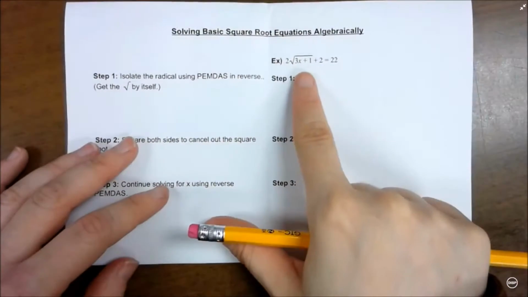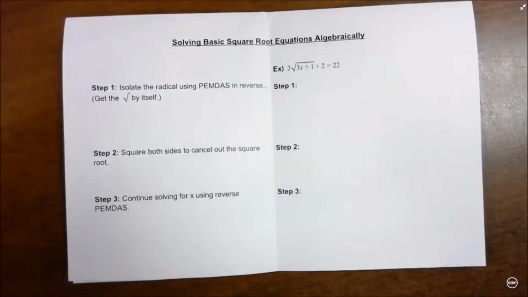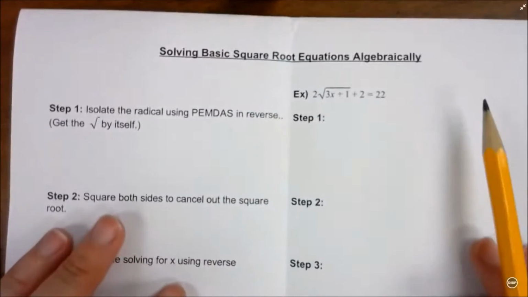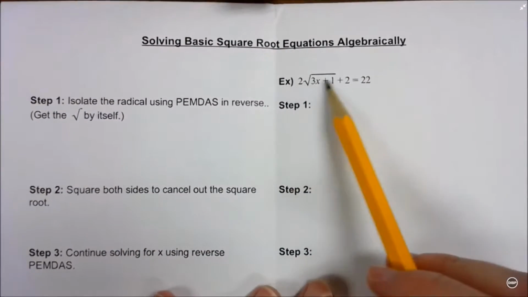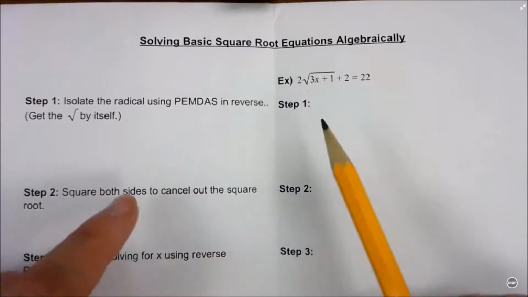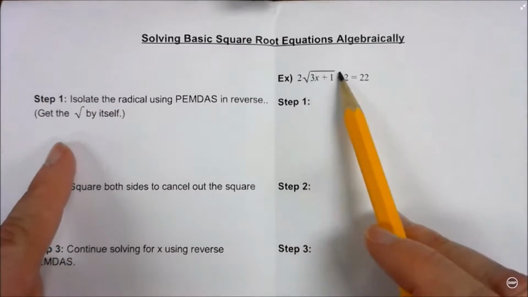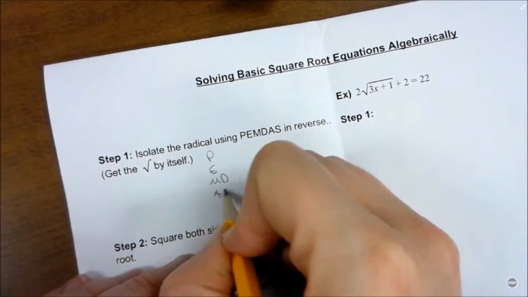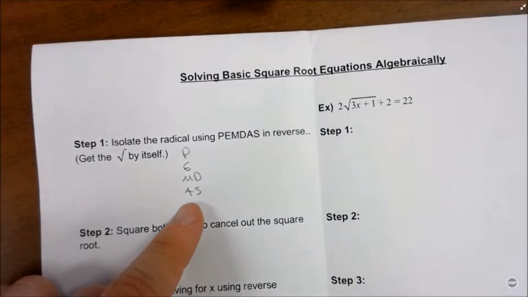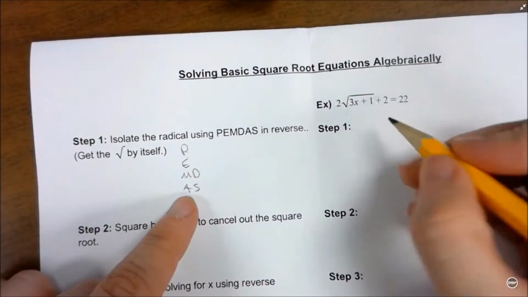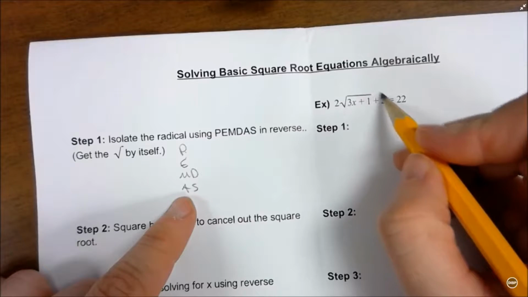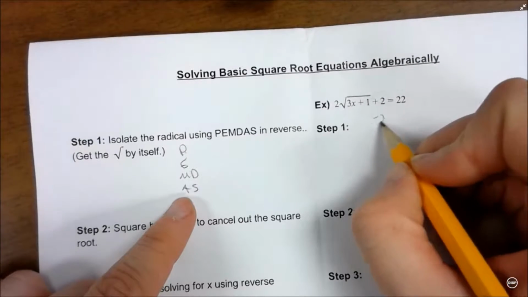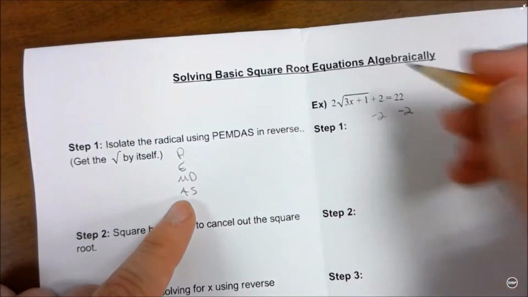So this is basically a reverse PEMDAS problem. So we want to get this radical, the square root, by itself. So I'm going to write my PEMDAS over here. I want to start by adding or subtracting anything that is not in the parentheses. And I've got a 2 here that I can cancel out. So I'm going to subtract 2 from both sides of the equation.